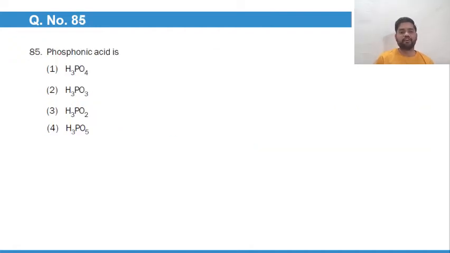85. Phosphinic acid. Phosphinic acid is also known as phosphorus acid, that is H3PO3. So 85, H3PO3, option number 2 will be the right answer.